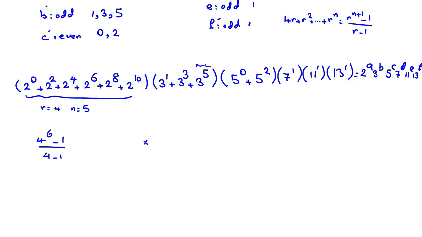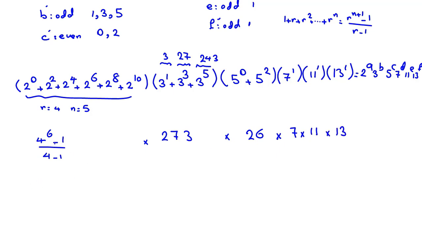Here we can calculate without the formula because 3 cubed is 27. 3 to the 5 is 243. So it's 1 plus 27 plus 243, which is 271... 273. Okay. Times the next one. The next one is 5 to the 0, 1 plus 25, which is 26. The next one is 7, the next one is 11, the next one is 13.